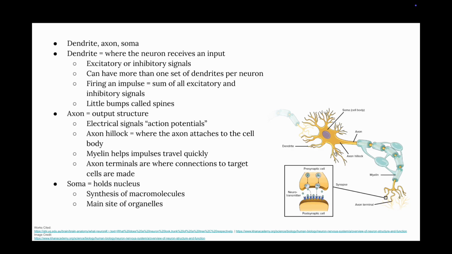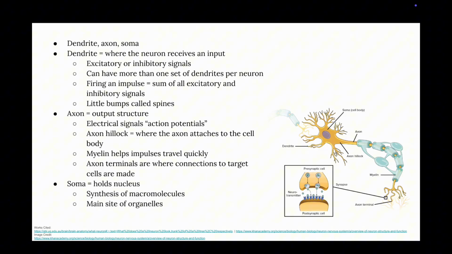There are also little bumps on the dendrite known as spines. The long, tail-like part of the neuron is the axon, and that is the output structure. The axon carries electrical signals known as action potentials. Myelin coats the axon and allows the action potential to travel faster. The axon hillock is the point where the axon and the cell body connect.